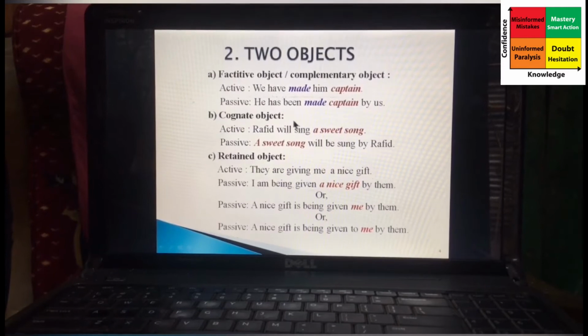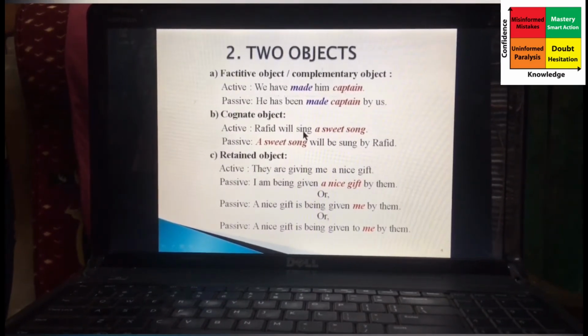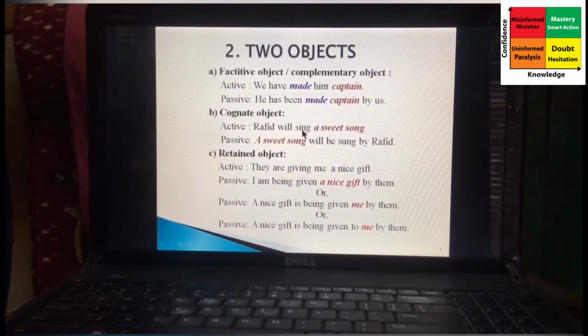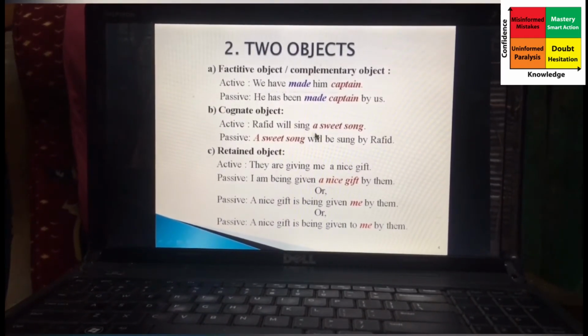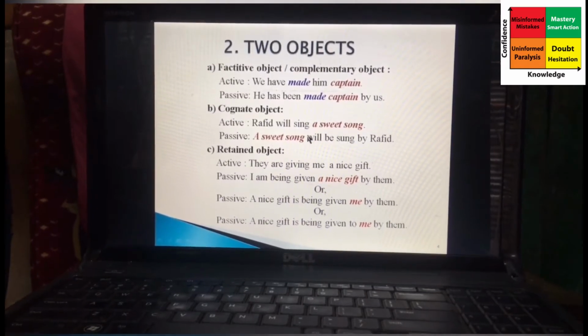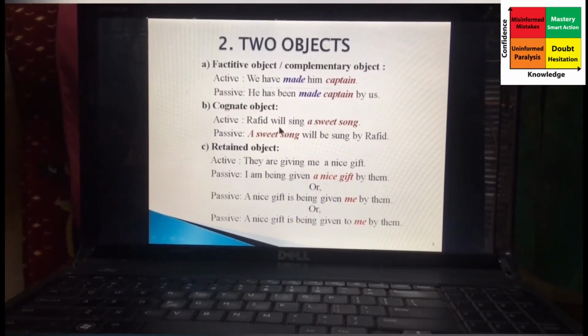And cognate object, that means sometimes some verbs take the same kind of object. Like Rafid will sing a sweet song. So a sweet song will be, it is a modal, so be will come, then past participle sung by Rafid.